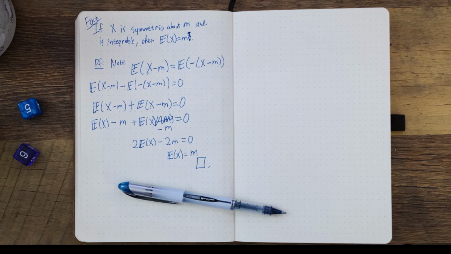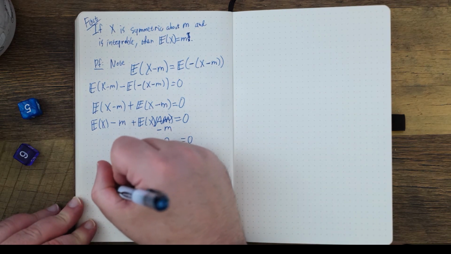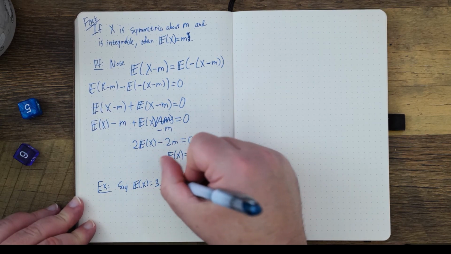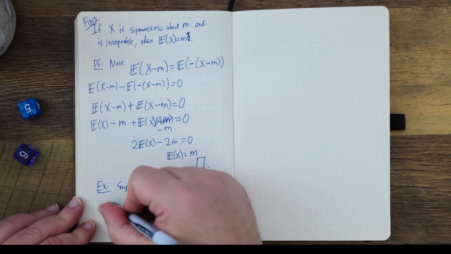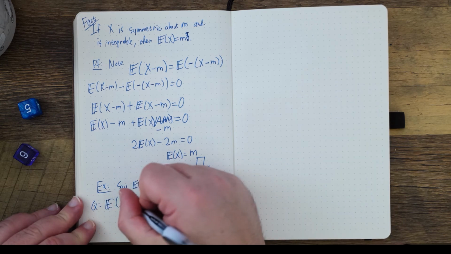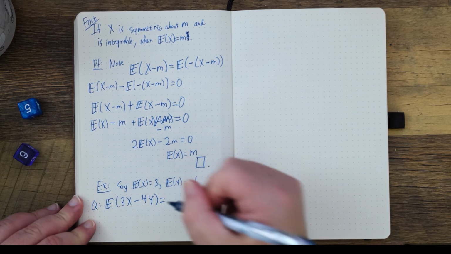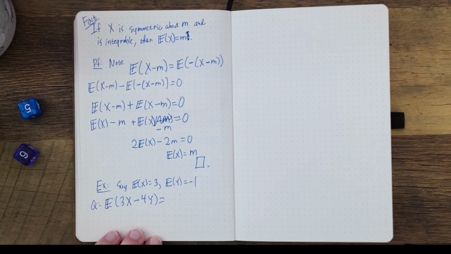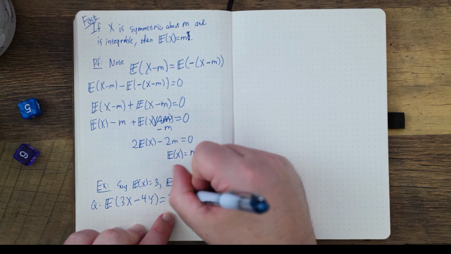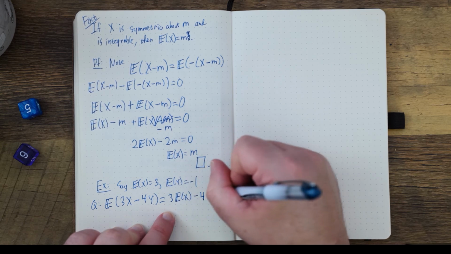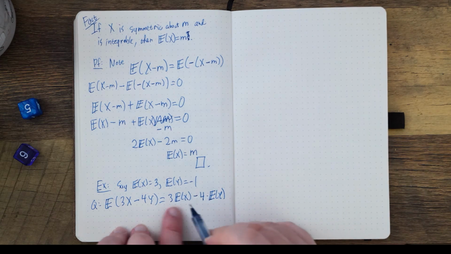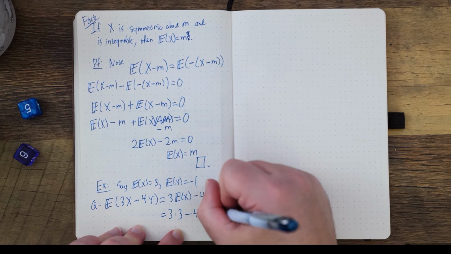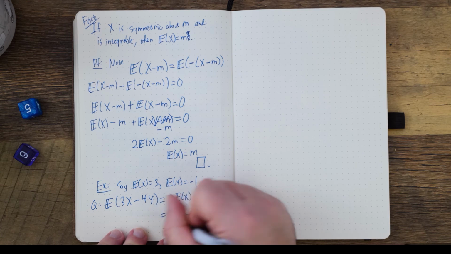Okay, so to get this linearity stuff in your head, let me just do a couple more examples. Suppose that the expected value of x equals 3 and the expected value of y equals -1. And I ask, what's the expected value of 3x minus 4y? All linearity of expectation says is do this thing the same way that you do a derivative or an integral. This is 3 times the expected value of x minus 4 times the expected value of y. And now we know that expected value of x is 3 and the expected value of y is -1. And so we end up at 7.